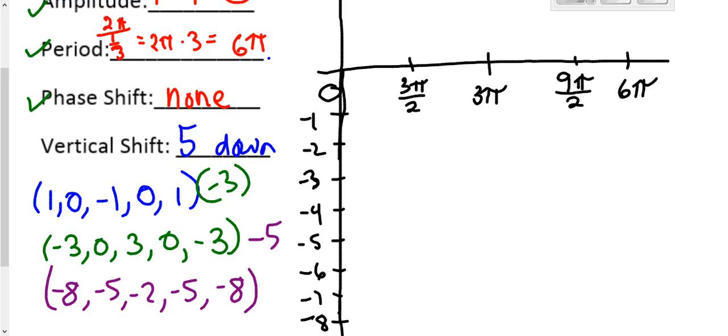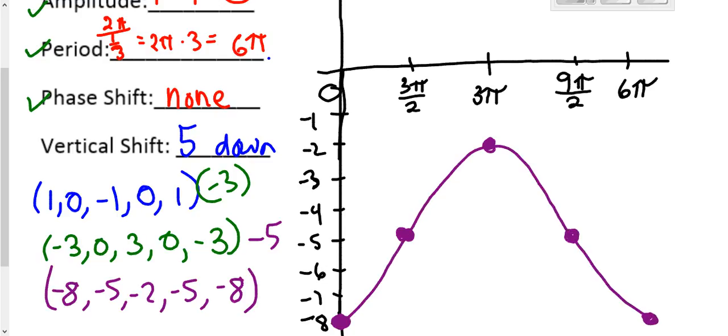So let's graph all these points. At 0, we're going to have -8. At 3 pi over 2, we're going to have -5. At 3 pi, we're going to have -2. 9 pi over 2 is going to be back down to -5. And 6 pi is going to be back down to -8. So that is one period of this graph. And there we go.